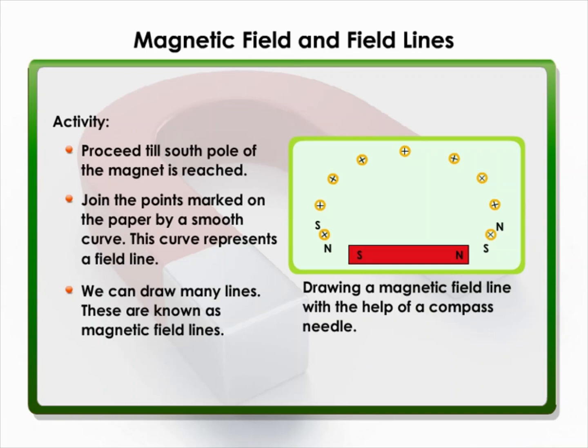These lines represent the magnetic field around the magnet. These are known as magnetic field lines. Observe the deflection in the compass needle as you move it along a field line. The deflection increases as the needle is moved towards the poles.